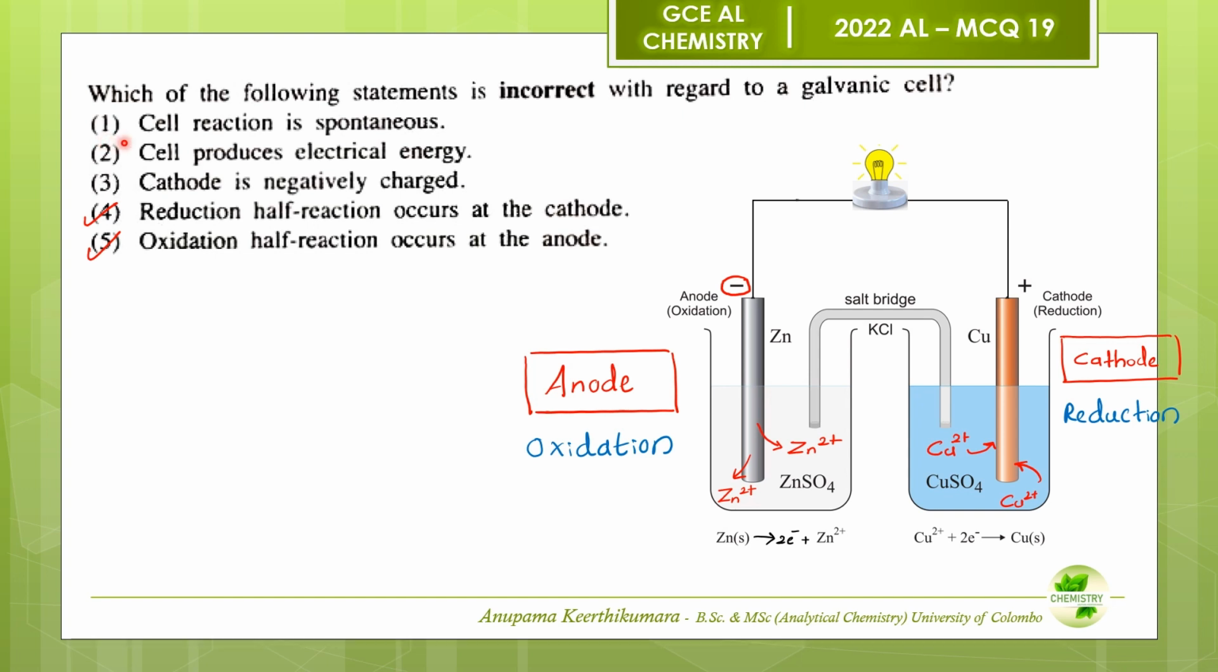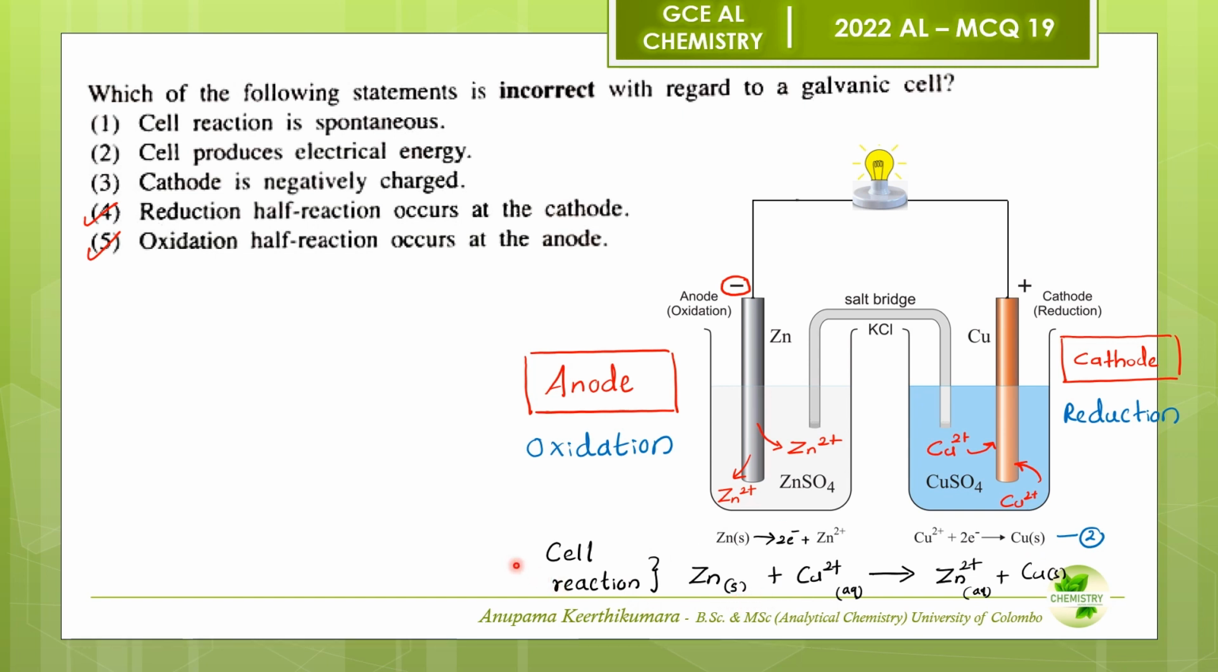Statement 1. Cell reaction is spontaneous. We can write the cell reaction of this galvanic cell using the anode half reaction and the cathode half reaction. You can obtain the cell reaction by adding these two equations by balancing the number of electrons. Oxidation process releases 2 electrons while the reduction process accepts 2 electrons. Therefore, just add first reaction and the second reaction. This is the cell reaction of this galvanic cell when it is in use.